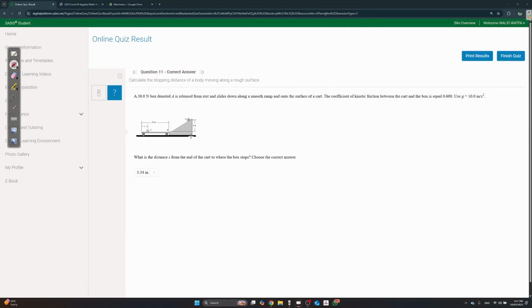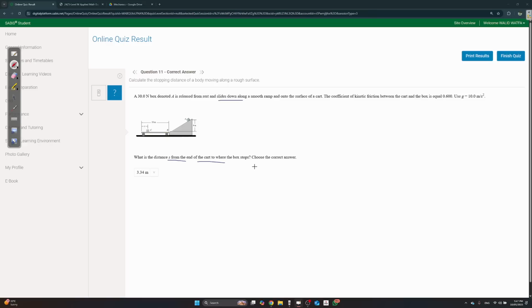A 30 newton box, denoted by A over here, is released. A 30 newton box, maybe the weight is 30 newtons, is released from rest and slides down along a smooth ramp onto the surface of a cart. Okay, the diagram is very small for me. I can't see well. The coefficient of kinetic friction between the cart and the box is equal to 0.6. What is the distance s from the end of the cart where the box stops?